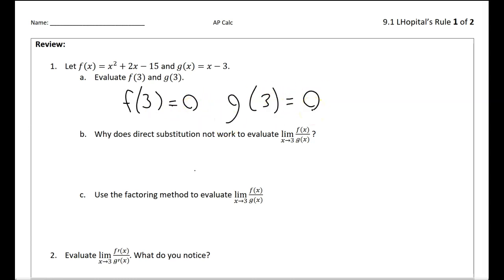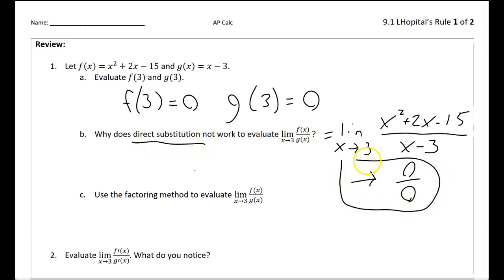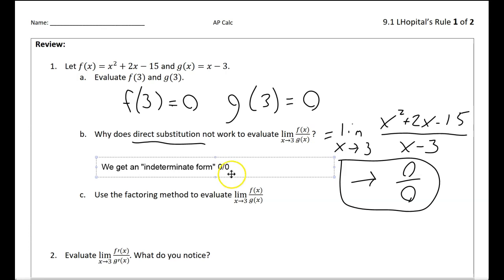The reason we cannot evaluate this limit by direct substitution is this would be equal to the limit as x approaches 3 of f over g, which would give me 0 over 0. Direct substitution, of course, means to plug in a value, right? So this is the reason why. And the vocabulary term for this is that we get an indeterminate form. An indeterminate form is just a fancy word for, in this case, we get 0 over 0, which is kind of meaningless. We know dividing by 0 doesn't mean anything in mathematics.